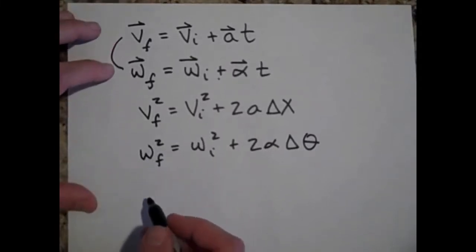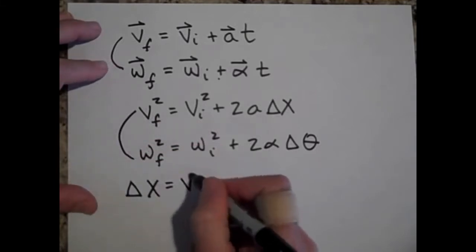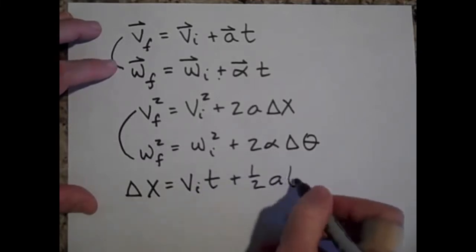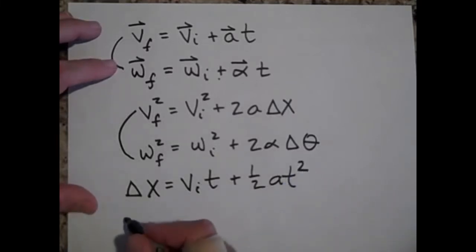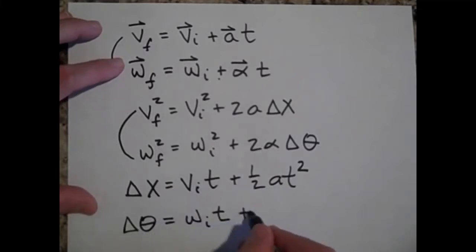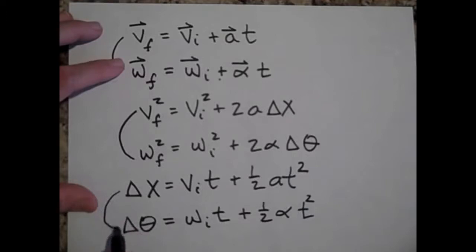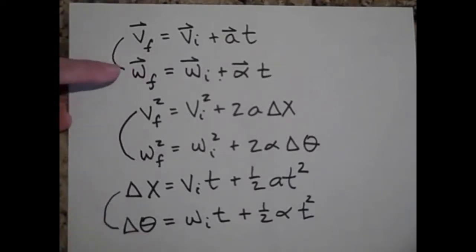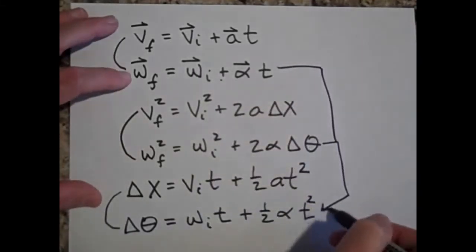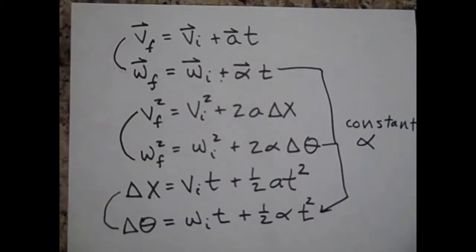And then finally, you know how delta x, these guys go together. Delta x in linear motion was vi times t plus 1/2 at squared. Well, in rotational motion, delta theta is equal to omega initial times t plus 1/2 alpha t squared. So these are the kinematics equations. Now you can only use these, this one, and this one, for constant alpha, just like the other ones.